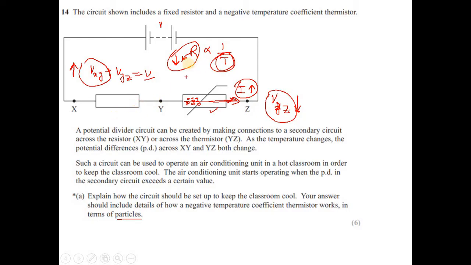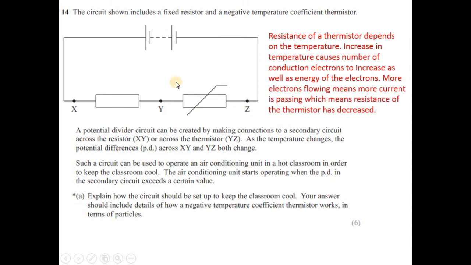So what does this mean? All these things show that the voltage across XY is basically controlled by the voltage across YZ, that is, by the thermistor. That means XY is the best position to connect our secondary circuit, the circuit to control the air conditioning unit. So you need to incorporate all these points in this question, and you can write them like that.